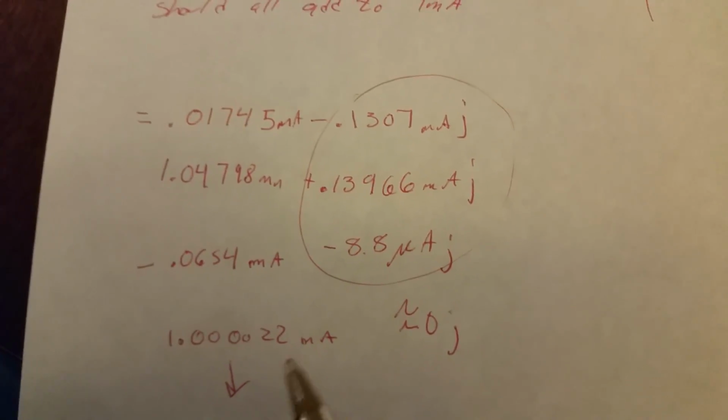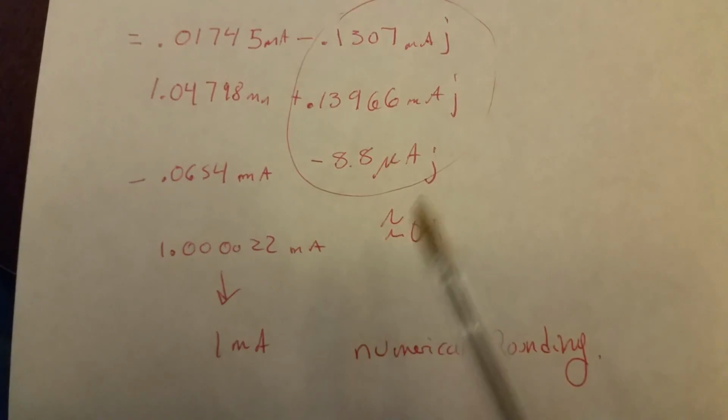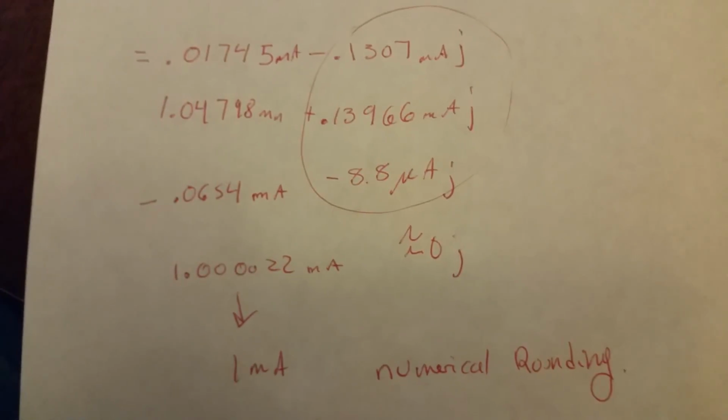Why isn't it exactly 1 milliamp and exactly 0J? It's just numerical rounding errors. I hope this helps.